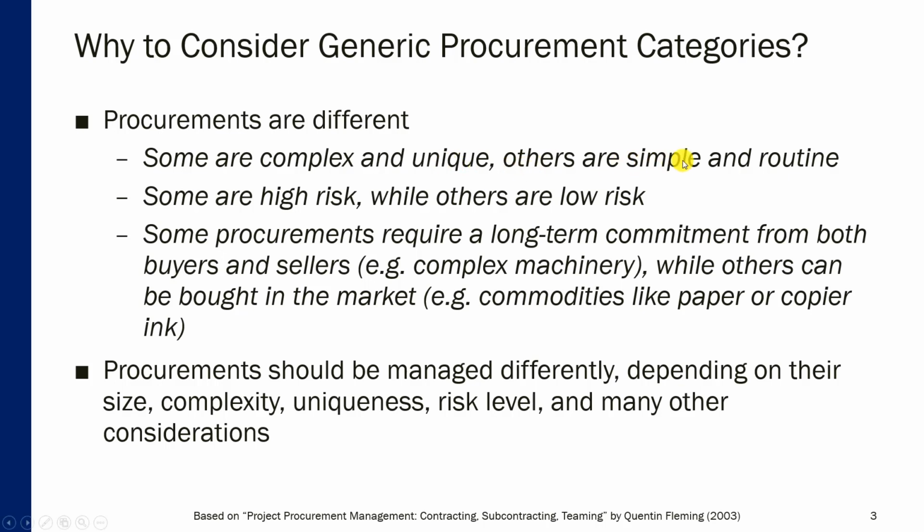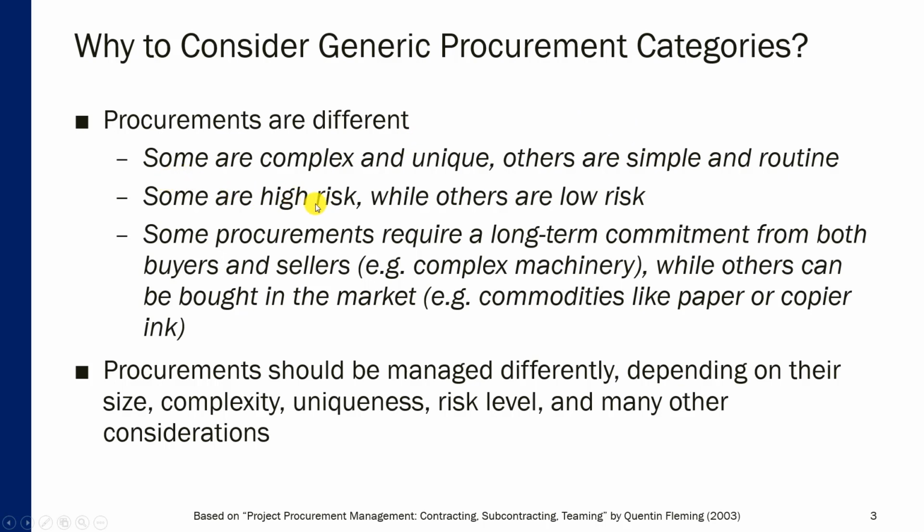Okay, but others are simple and routine. For example, if you're buying, let's say, cartridges for your office printers, then it's something that is fairly routine. You're probably doing it on a monthly or annual basis, and simple. You don't have to really tell the vendor any kind of unique requirements about those cartridges. You just tell them the model type, and that's all you need. So some procurements are simple and routine.